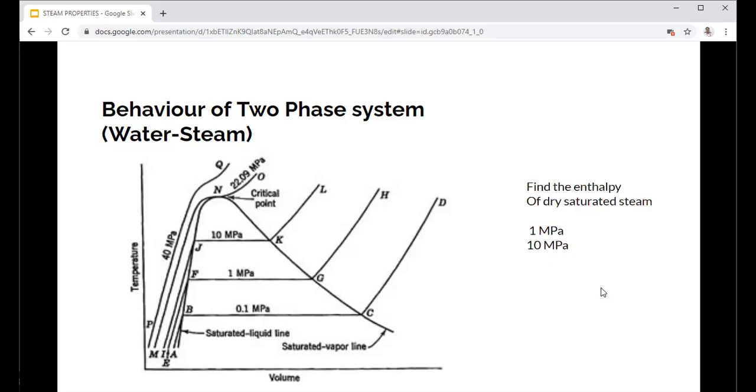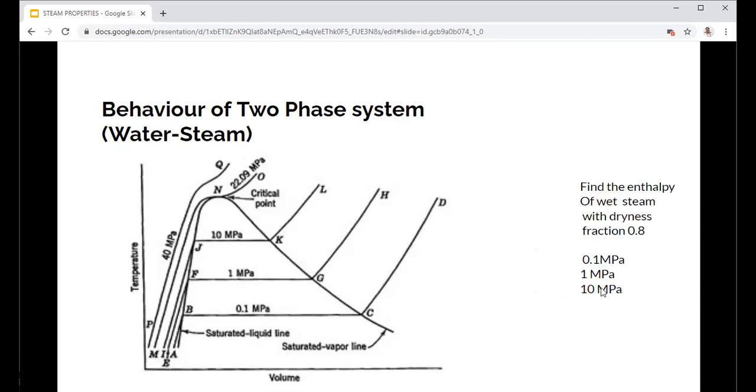Okay. I had also shown you how to find the enthalpy of dry saturated steam at 1 megapascal and 10 megapascal, which you can confirm from the steam table as Hg is 2776, and at 10 megapascal that value becomes 2727. So we were talking about wet steam, and for wet steam with the dryness fraction 0.8 at a given pressure of 0.1 megapascals, the point would be between B and C but closer to the saturated vapor line because the dryness fraction is 0.8. So in that case, we need to use the expression Hf plus x Hfg.